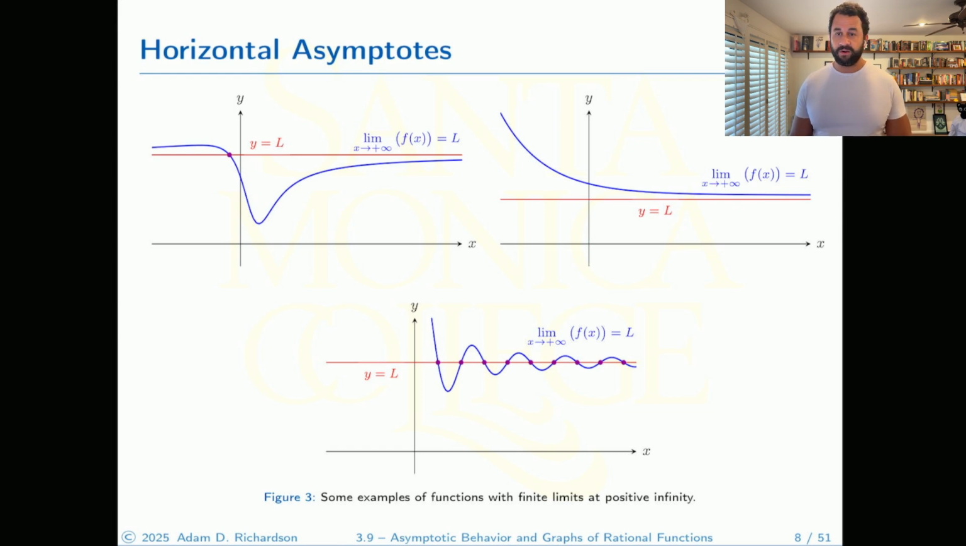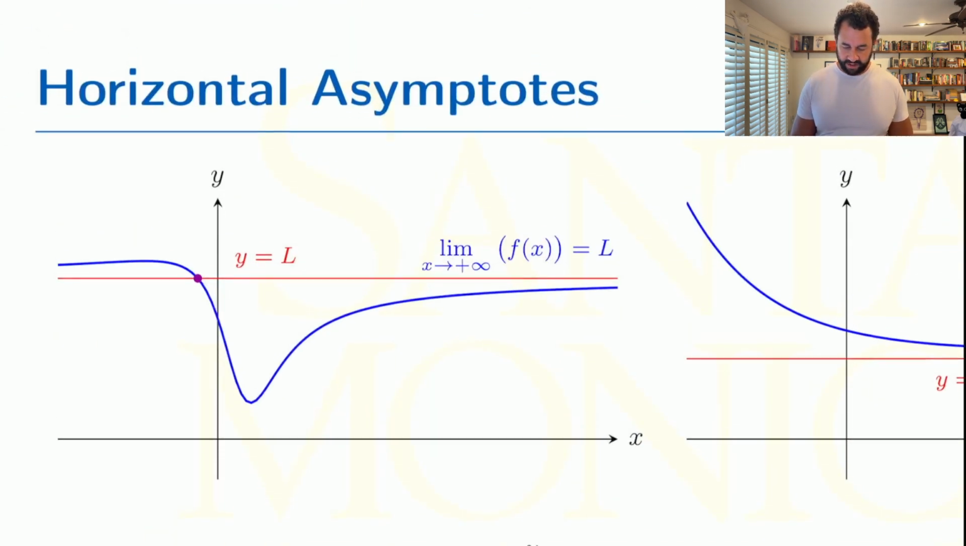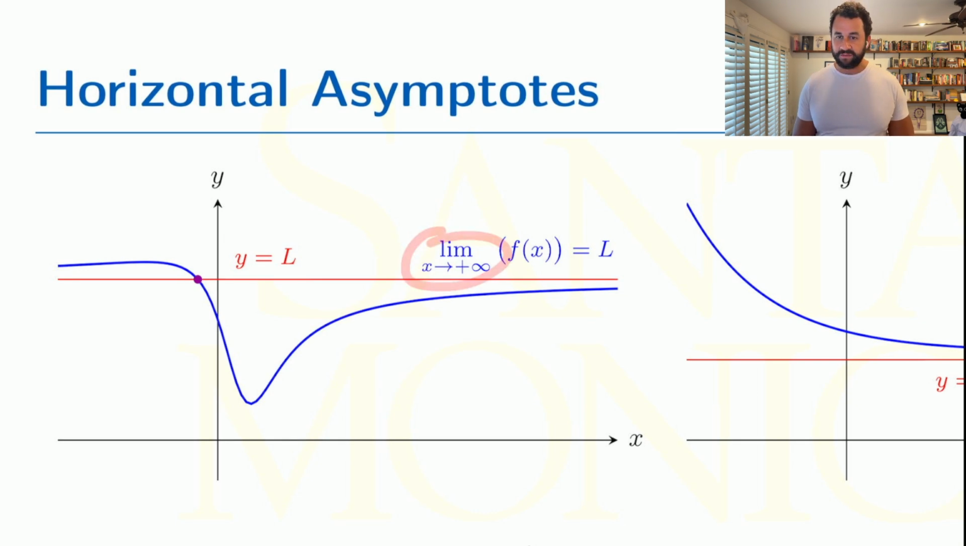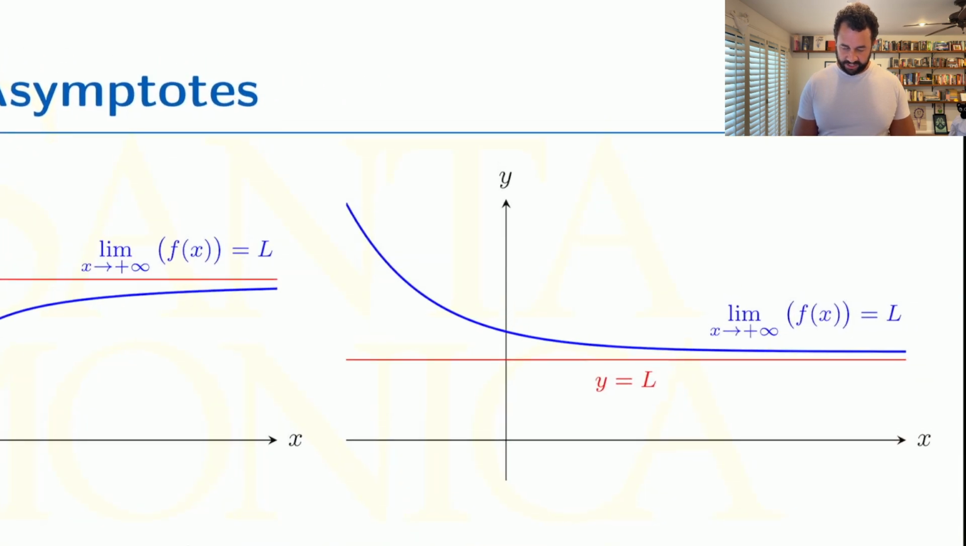So here's a couple other graphs of horizontal asymptotes. Now we're going the other direction. So this first graph here, the limit as x goes to positive infinity is L. And that's this horizontal line here. That is the horizontal asymptote for this graph. You can see it's crossing once over here. That's allowed, right? Here's another example where it's just kind of smoothly swooping down, and that graph will converge to that line as x gets larger and larger.